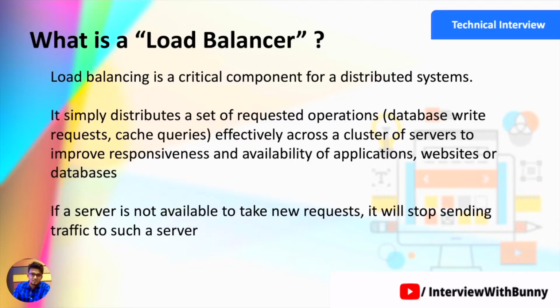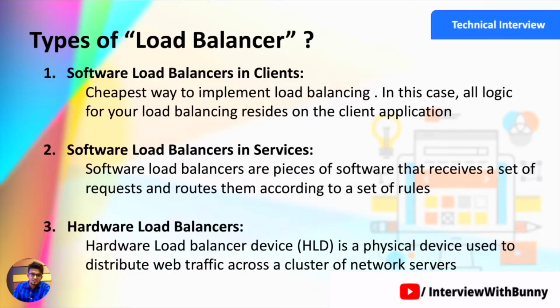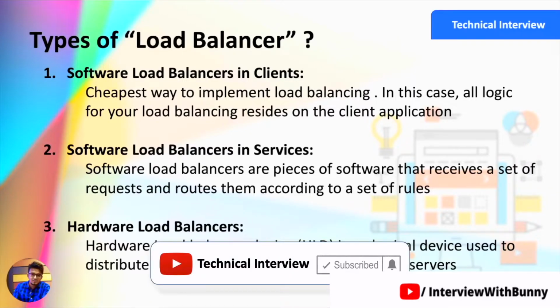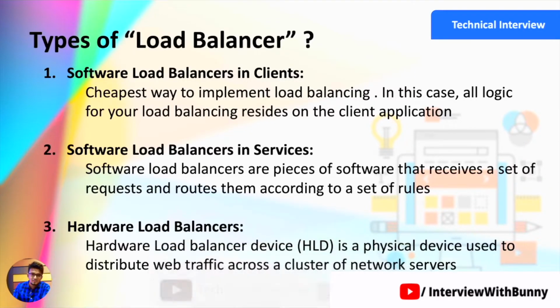Now since we have understood what a load balancer is, let's understand whether it is software or hardware. To understand that, we need to understand the types of load balancer available for our distributed system. A load balancer can be of 3 types. Number 1, a load balancer as software which exists on the client application. Number 2, a load balancer as software which exists on the service end, that is the backend of the application. And number 3, there can be a hardware load balancer that supports the distributed system.